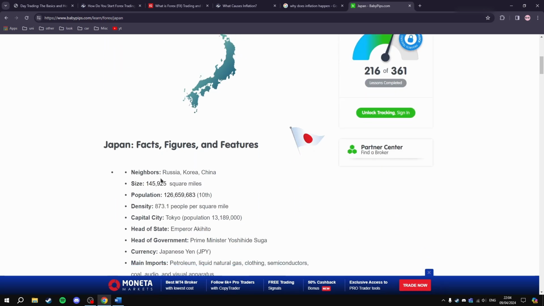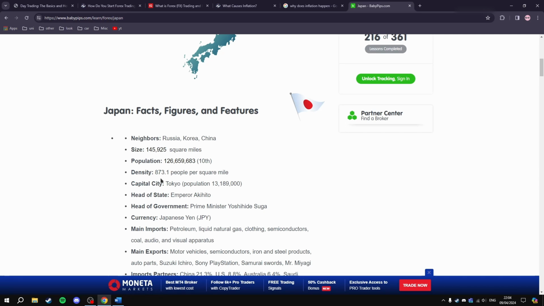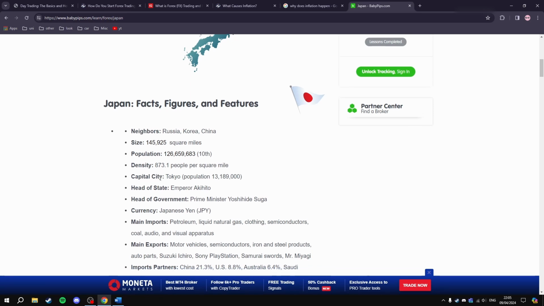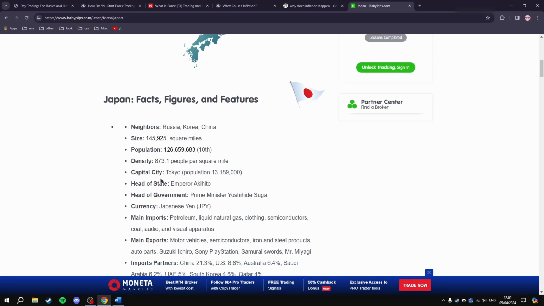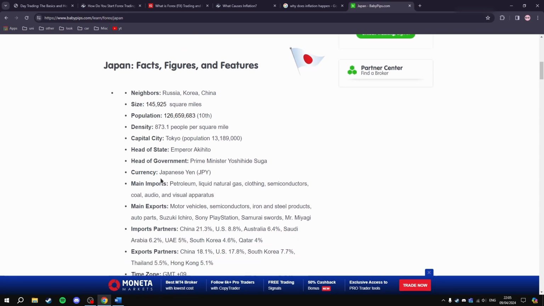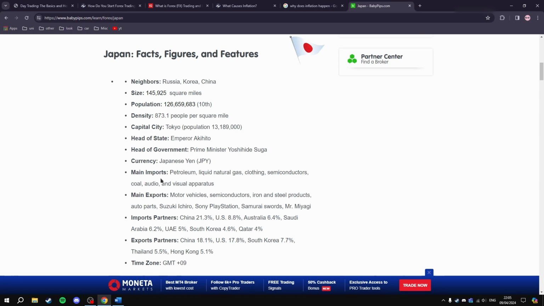So, Japan, facts and figures and features. Neighbours, Russia, Korea, China. Size, 145,925 square miles. Population, 126,659,683. Density, 873.1 people per square mile. Capital city Tokyo, population 30,189,000. Head of state, Emperor Akihito. Head of government, Prime Minister Yoshihide Suga. Currency, Japanese yen, JPY.